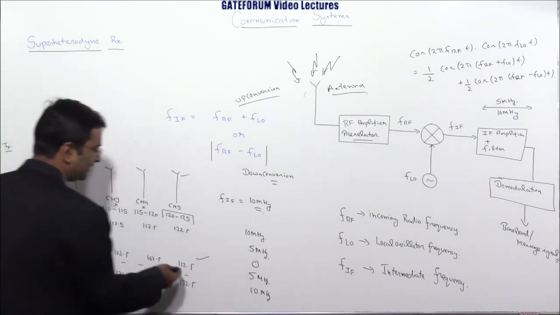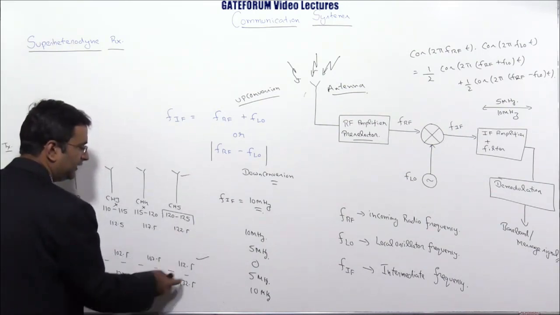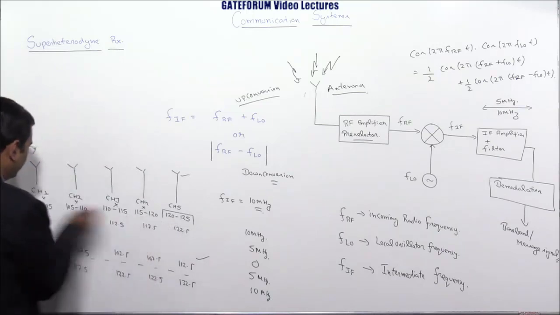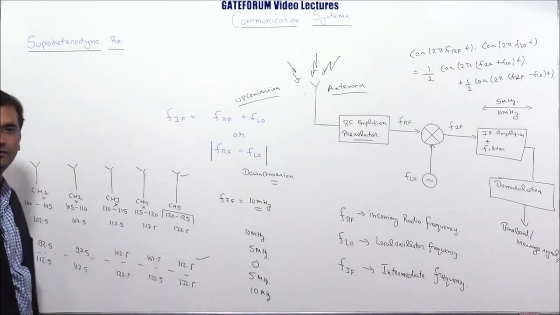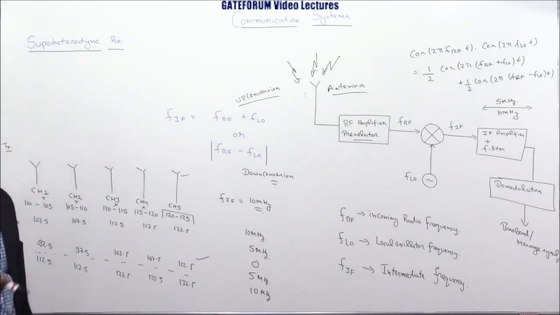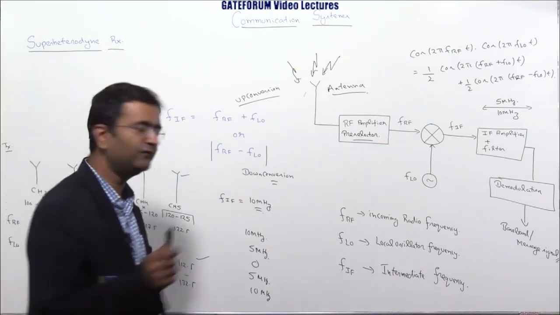Now when this is passed and you mix with 112.5, you will get 10 megahertz corresponding to this. Everything else is gone because it is already suppressed. So this is one way of removing the problem of image.